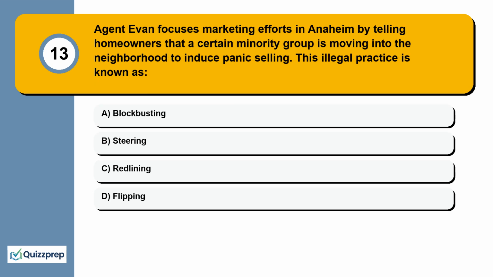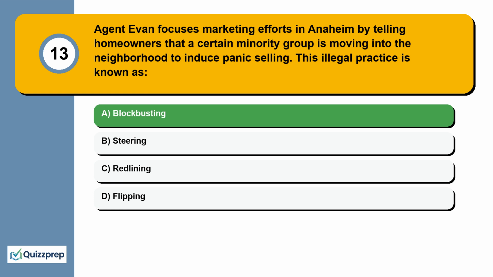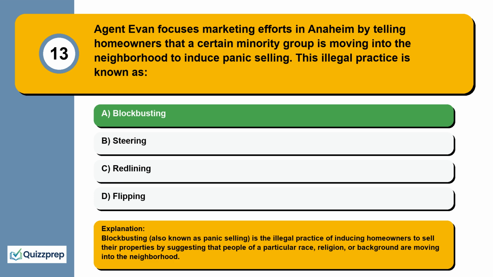Question 13. Agent Evan focuses marketing efforts in Anaheim by telling homeowners that a certain minority group is moving into the neighborhood to induce panic selling. This illegal practice is known as blockbusting, steering, redlining, flipping. Blockbusting, also known as panic selling, is the illegal practice of inducing homeowners to sell their properties by suggesting that people of a particular race, religion, or background are moving into the neighborhood.